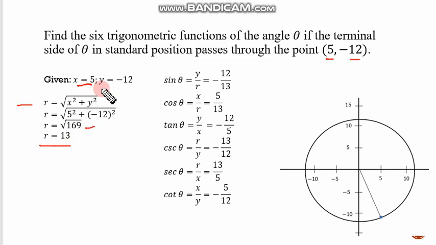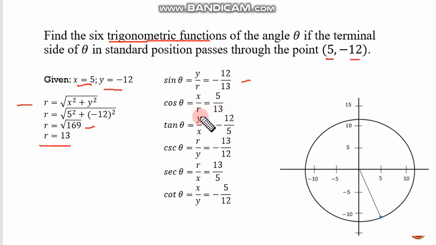So we have the x, we have the y, and we have the r. Now, let's get the six trigonometric functions. Sine theta is actually y over r. For the unit circle, it is only y because it is y over 1. So that's just y. Here, our r is not 1 but 13. So the sine theta is y over r. The y is negative 12, so negative 12 over 13.